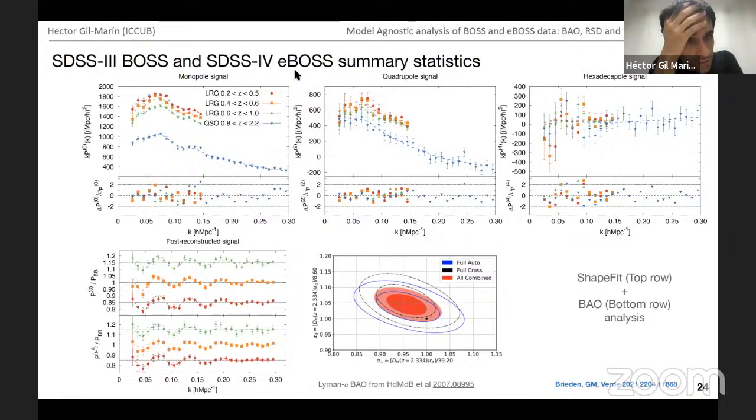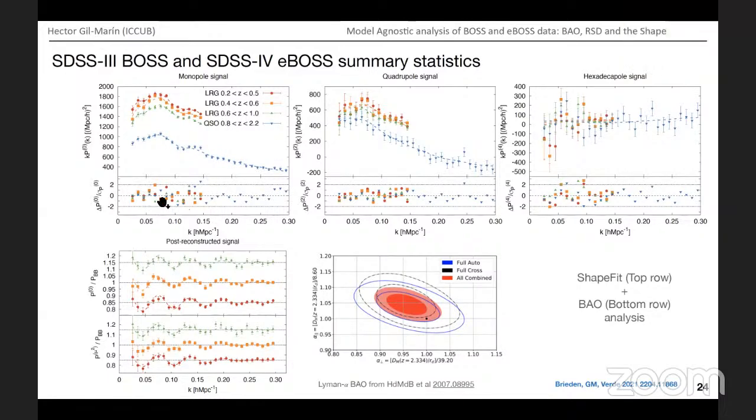It's shifted to what? Let me describe. The lines are the best fit model. The dots are the measurements. These are different redshifts. So yeah, I don't know. I think this is the residual of the result of the parametric constraints.